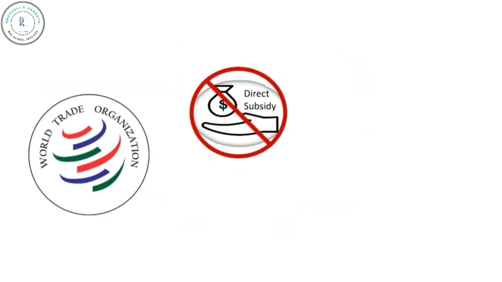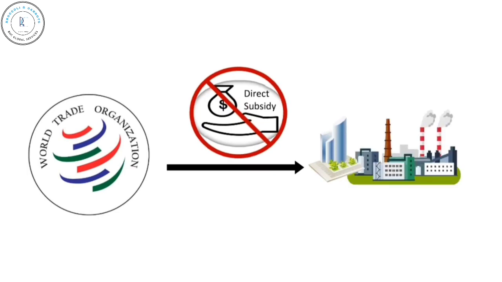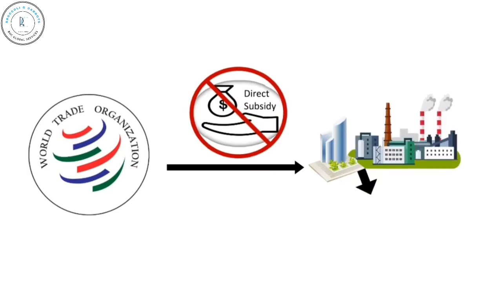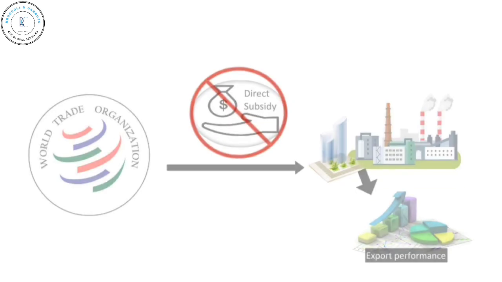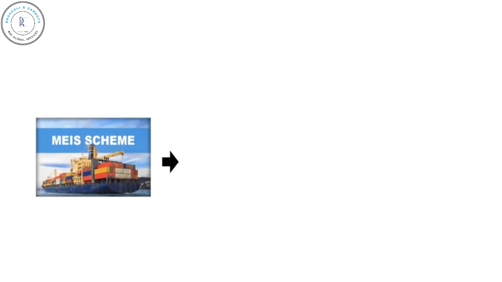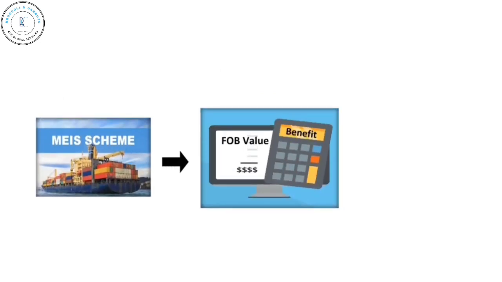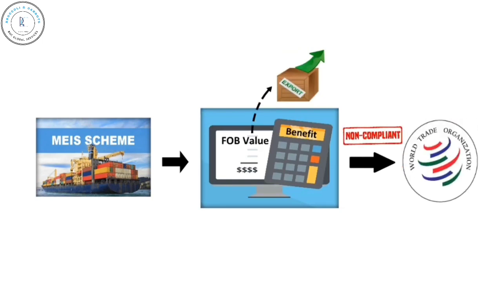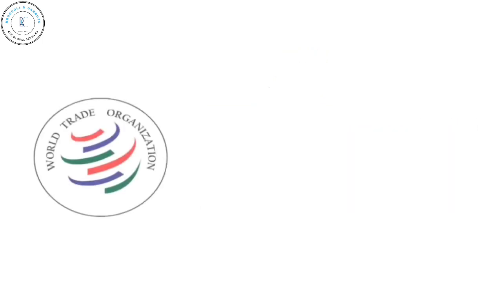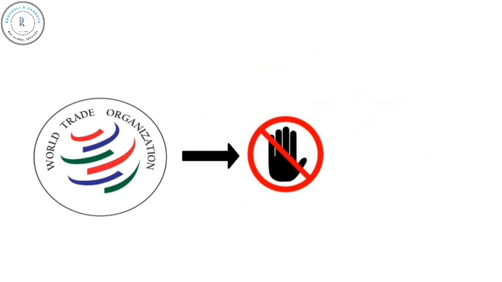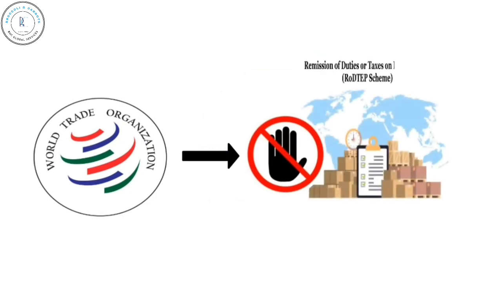WTO prohibits any direct subsidies to a firm or industry, which are contingent upon export performance. In MES, the basis of calculation of benefits was the FOB value of the export product, thereby making it non-compliant to WTO. WTO does not put any restriction on remission or rebate of duties and taxes, which have been built in cost of the exported products.